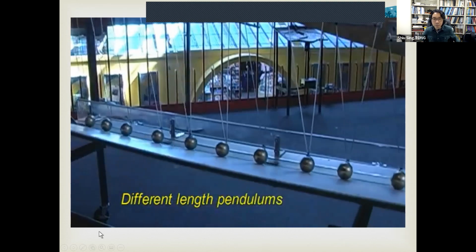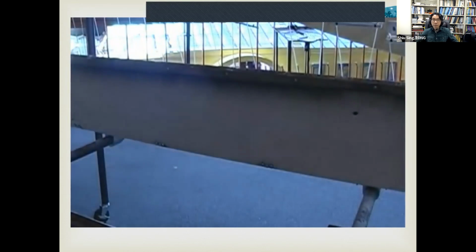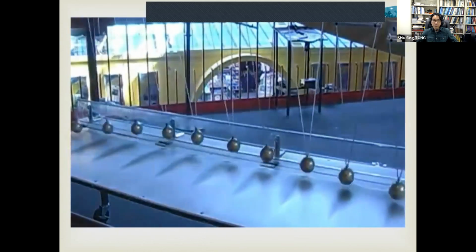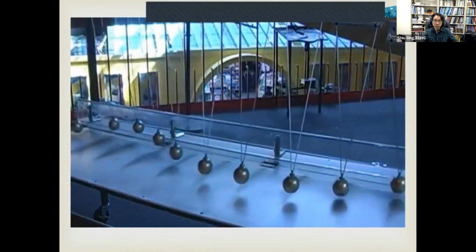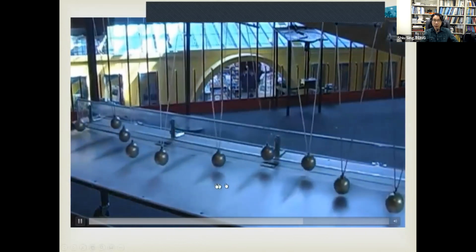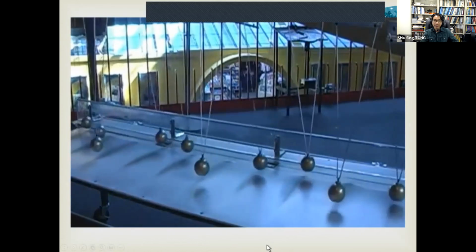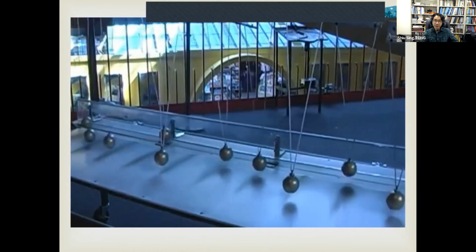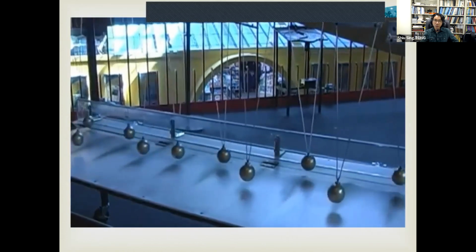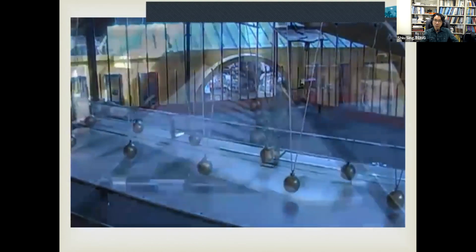Now let's see. Now you see a difference: some of them are vibrating faster and some of them are slower. The shorter ones swing faster, the longer ones swing slower, giving us a pretty cool demonstration of pendulum motion.